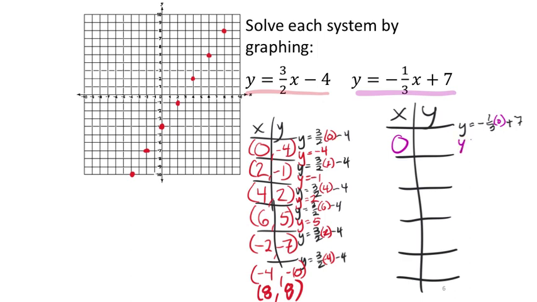And I put this into the calculator, which when I do, I get an ordered pair of (0, 7). Okay, so that's our first ordered pair. You could put that on the graph now. I'm going to wait till I get a bunch of ordered pairs.